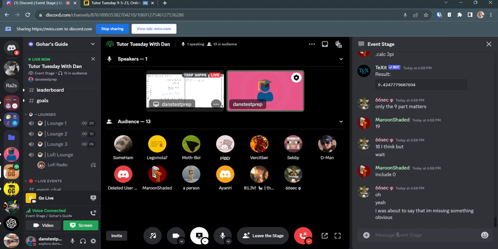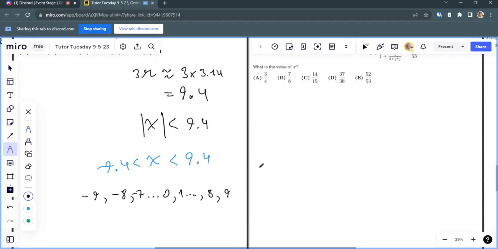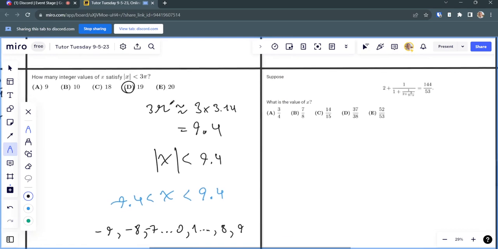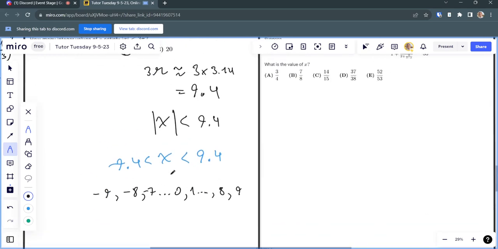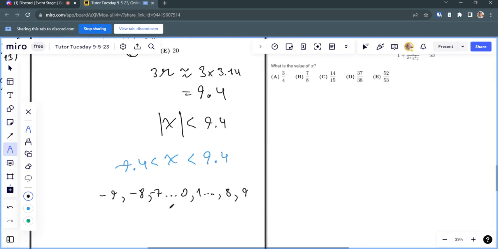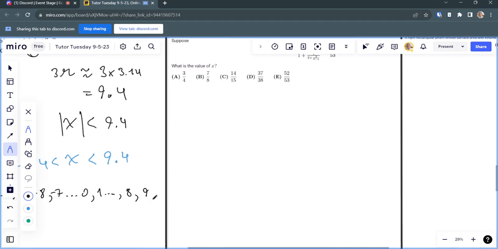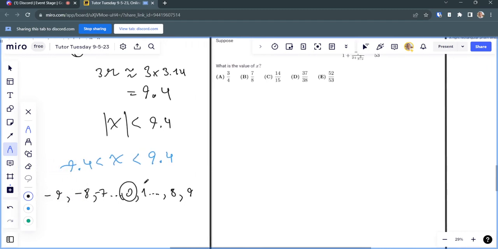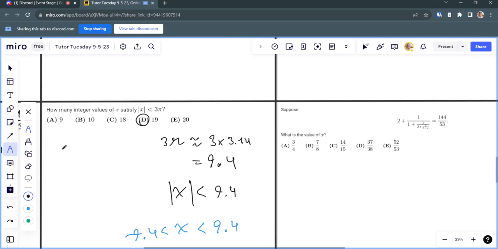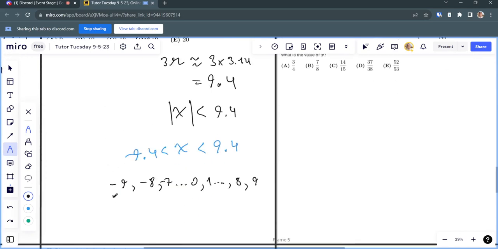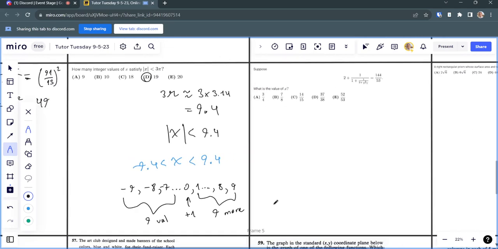How's that so far? Yeah, include 0. So definitely the answer is going to be 19. If you guys want to count out and verify, we have 9 numbers from negative 1 to negative 9, another 9 numbers from 1 to 9, plus 0, that middle number. So in total that's 19 values. Let me label that out here. We got 9 values plus 1, and then 9 more. So that's 19.